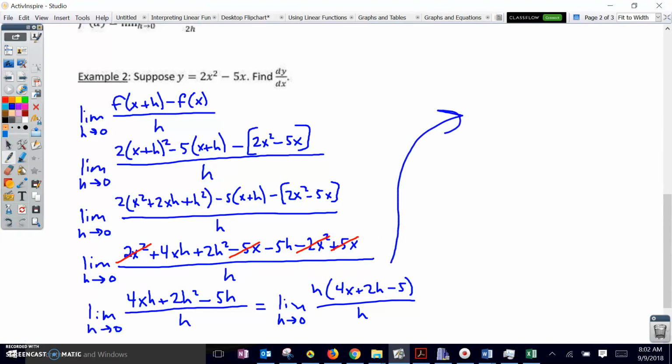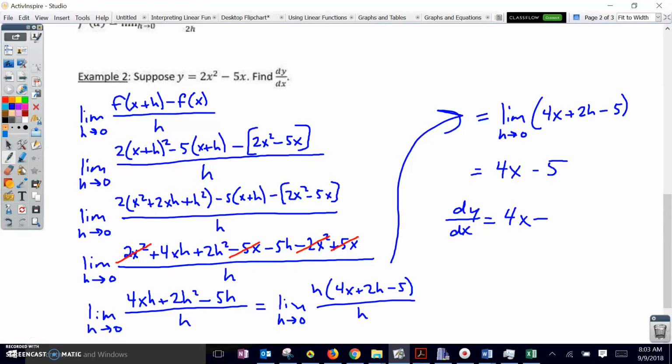And so the h in the numerator and denominator cancel each other out, and this turns into the limit as h goes to 0 of the quantity 4x plus 2h minus 5. Now I'm going to find this limit via substitution. I substitute 0 in for h, and all that's left is 4x minus 5. And so this is our derivative formula for the original function given here.